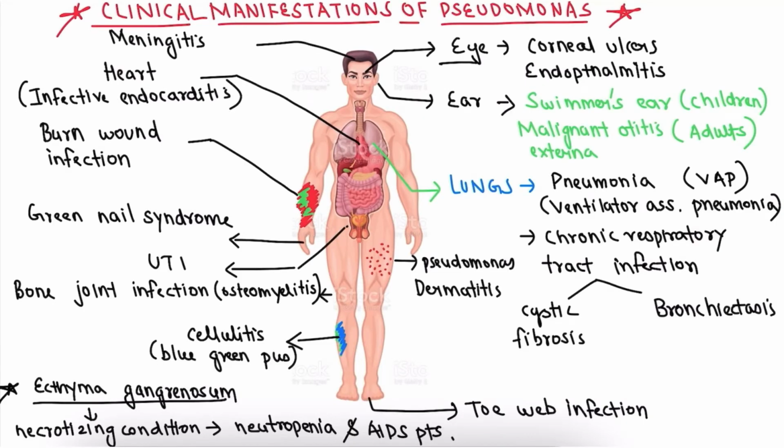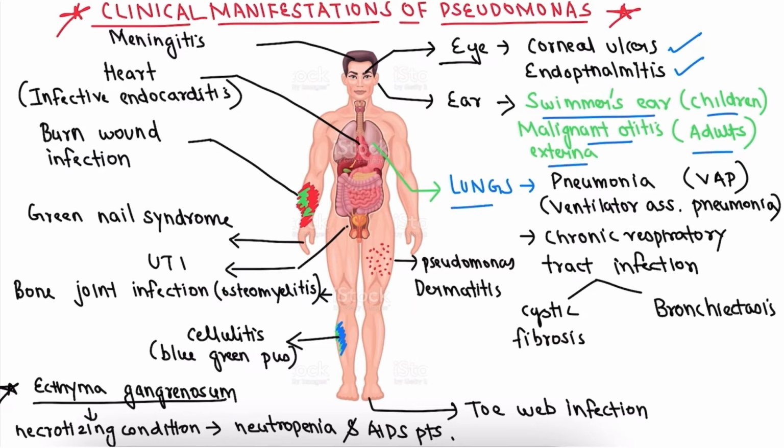Now coming to the clinical manifestations of Pseudomonas. Pseudomonas produces a variety of infections. I have tried to compile everything in a single image, which would be very helpful during examination. So let's start with the eye. It produces corneal ulcers and endophthalmitis. In the ear, it is responsible for swimmer's ear in children and malignant otitis externa in adults.